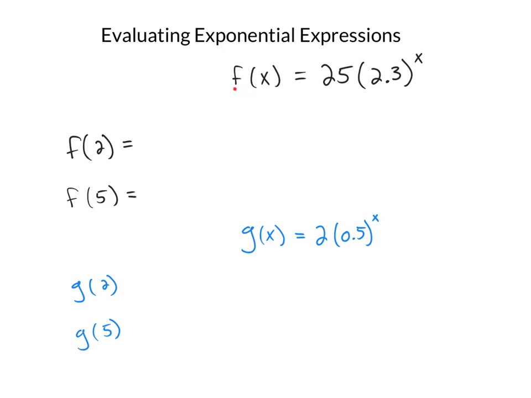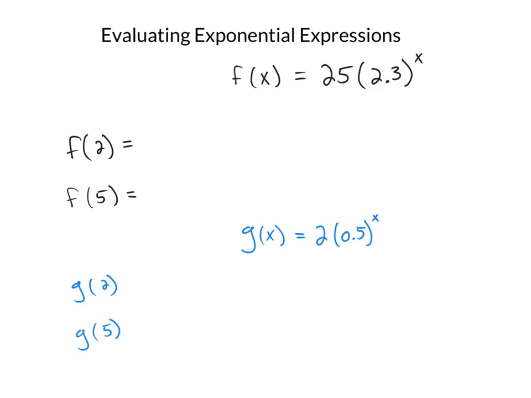So this is not f times x. What it really is saying is we're having a function called f, and we're taking an input of x. So for this particular function, we have 25 times 2.3 to the power of x. So when I substitute a value in for x here, that same value goes up in here. So let's do it in our calculators.